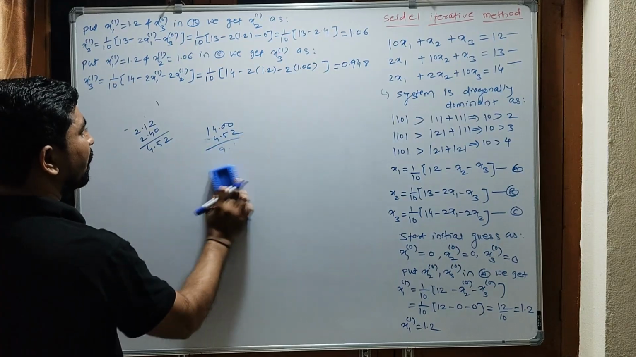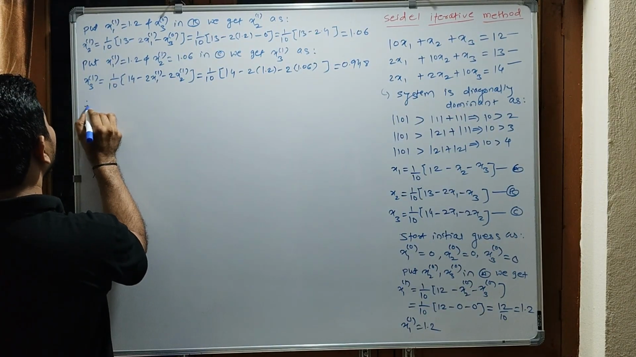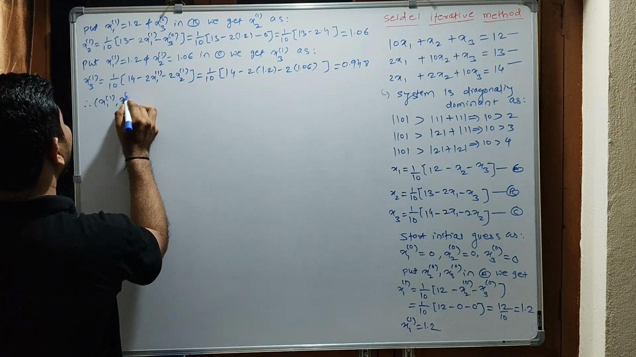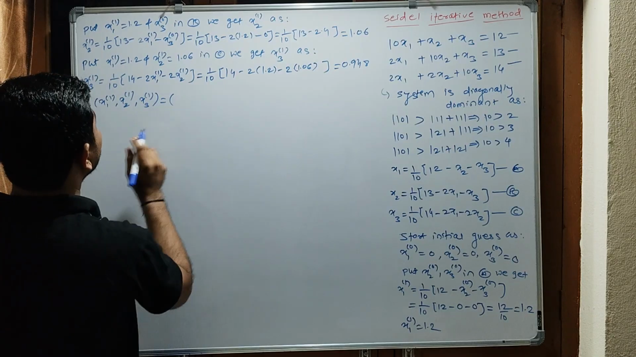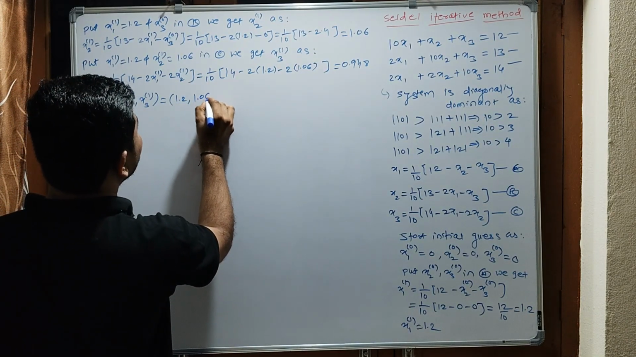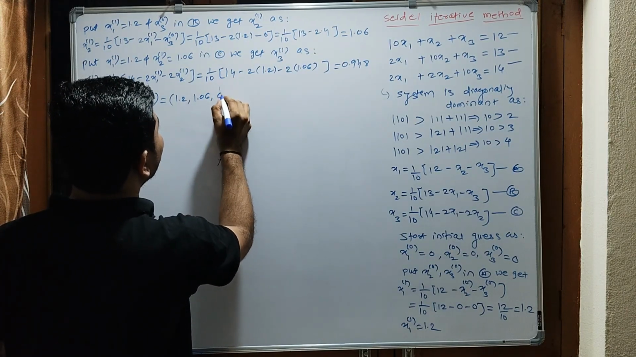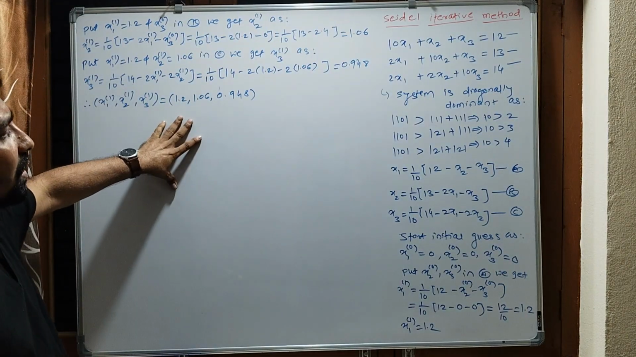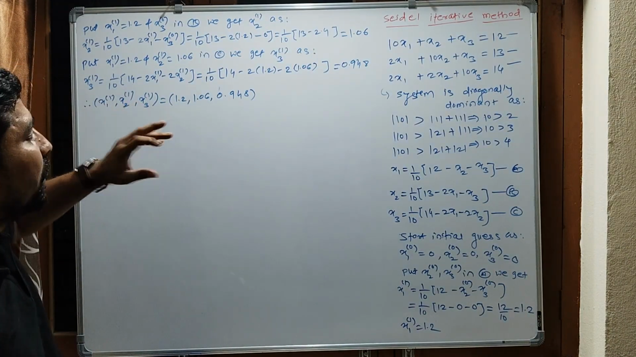So here I got, therefore, x1 at 1 comma x2 at 1 comma x3 at 1, which is equal to 1.2, 1.06 and 0.948. This is my first iteration corresponding to x1, x2 and x3.